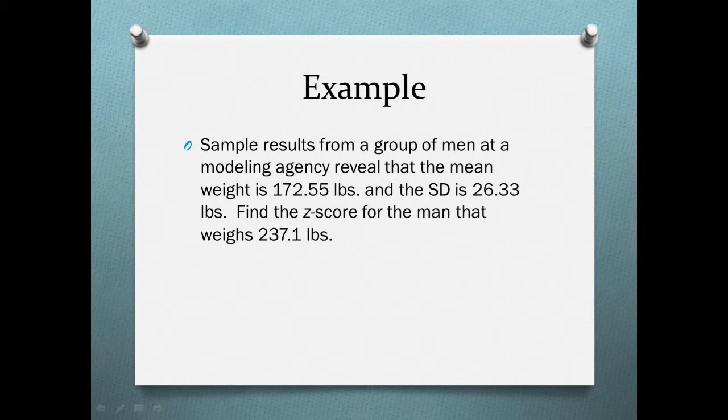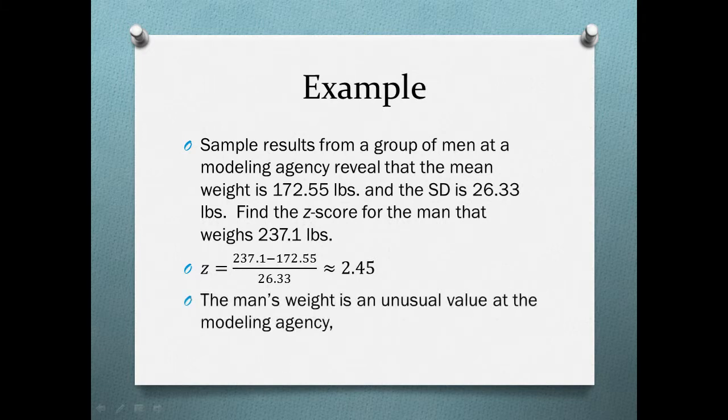So right away we have sample results, so we're going to be using the sample formula for z-scores. I took x, which is the data value, and I subtracted the mean, and then I divided it by the standard deviation, and I rounded to 2 decimal places, and I get 2.45. This also means that the man's weight was an unusual value at the modeling agency.